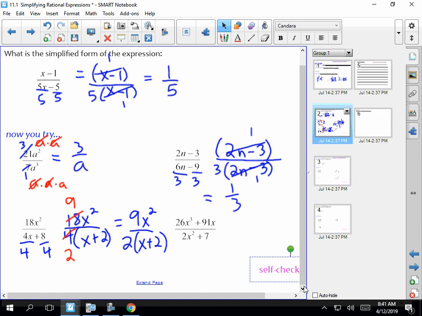So what about this one? What's the greatest common factor of the top here? It's not real obvious. There's definitely an x that shows up in each. What do you think about the number 91? Do you think that 91 and 26 have anything in common?